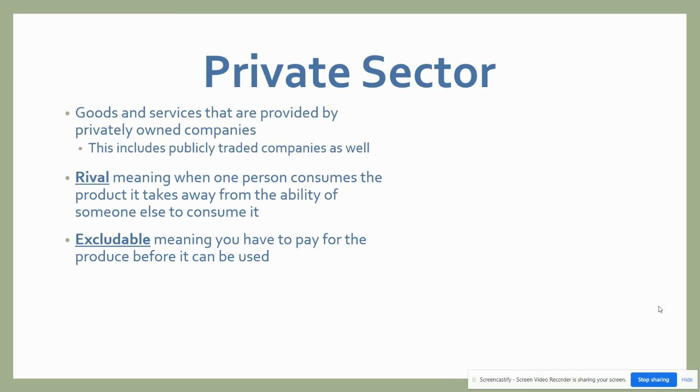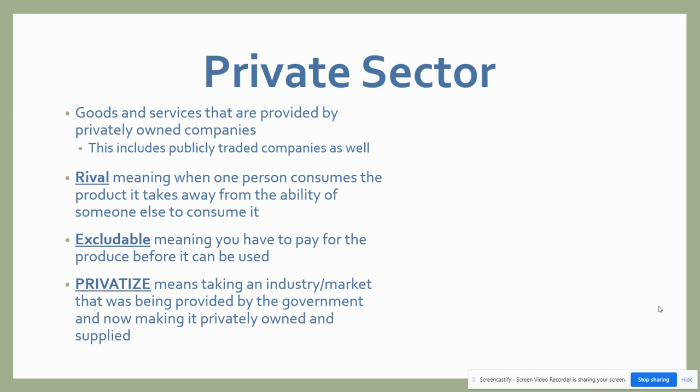Okay. So pretty much opposite of the public sector in this aspect here. Private sector, their goal is to make money, right? These businesses exist to make money and to provide goods and services for those people that can afford it. If you hear something is being privatized, that means it is going from government control to now being privately controlled and owned, right?